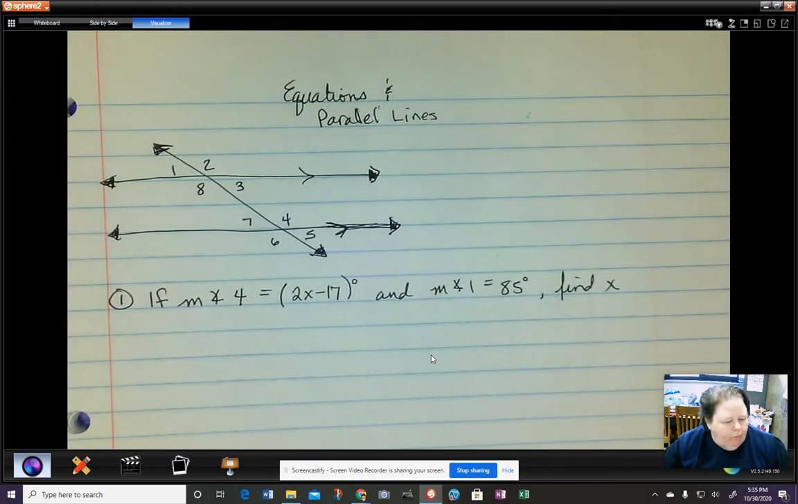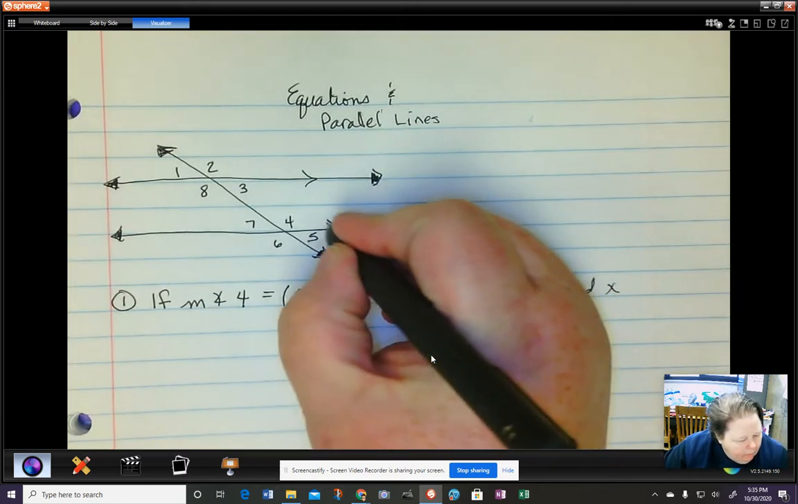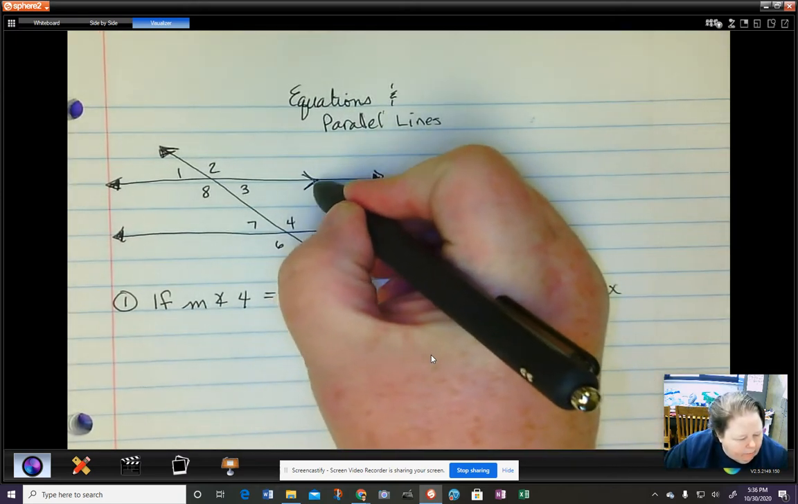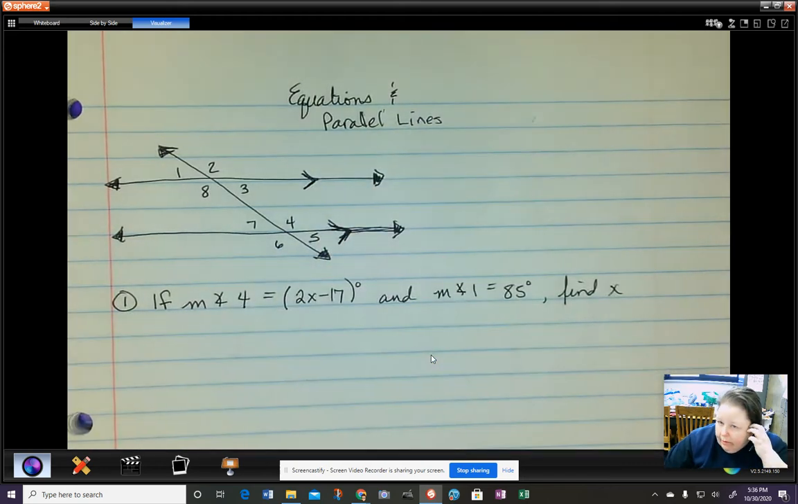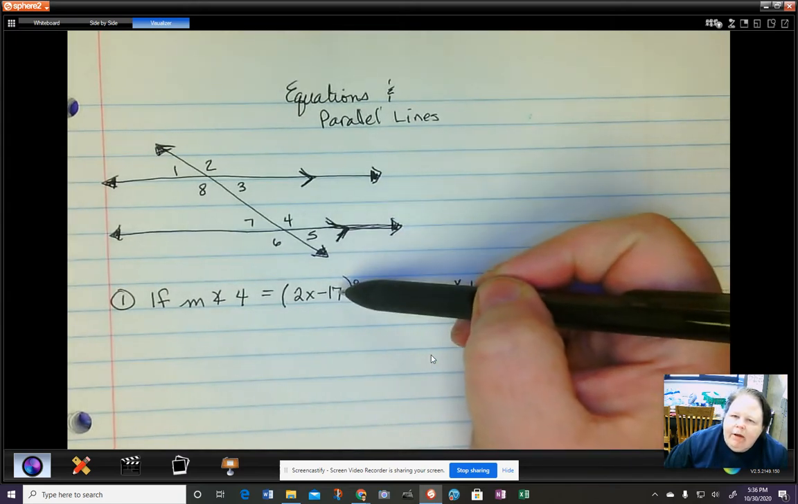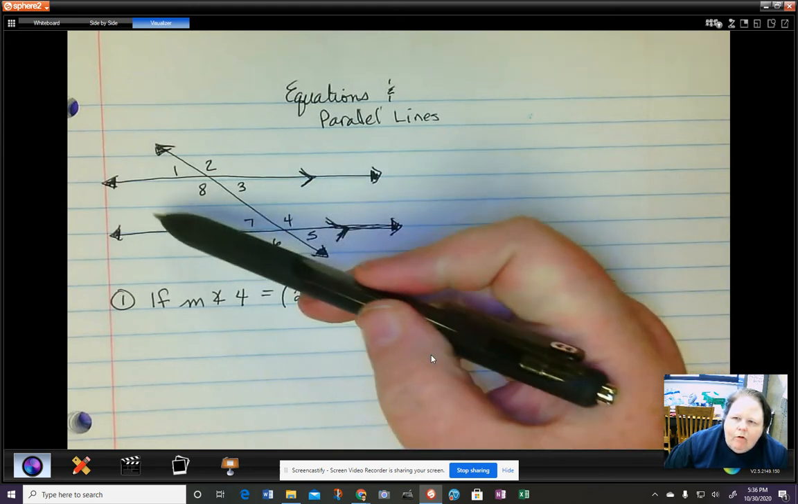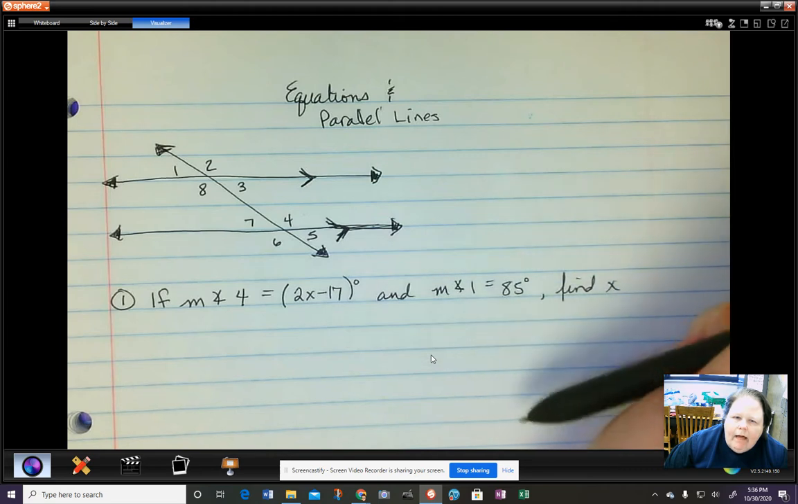So I've got a pair of parallel lines cut by a transversal, and I can tell that they're parallel because of these little arrows on the two lines. Let's start off. If angle 4, this angle right here, equals 2x minus 17, and angle 1 equals 85, find x.